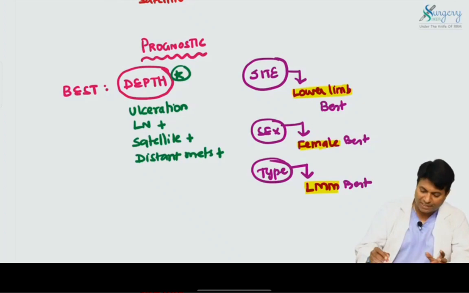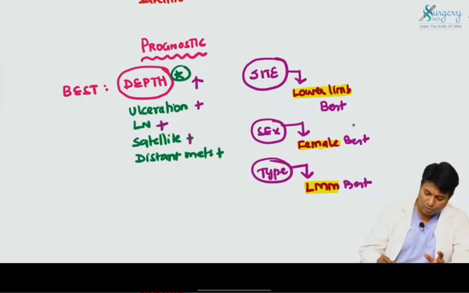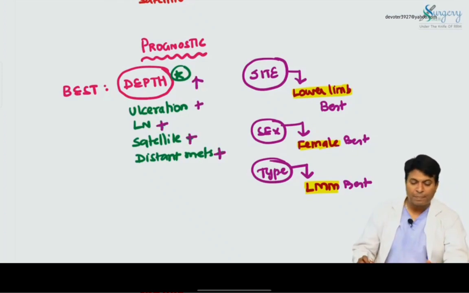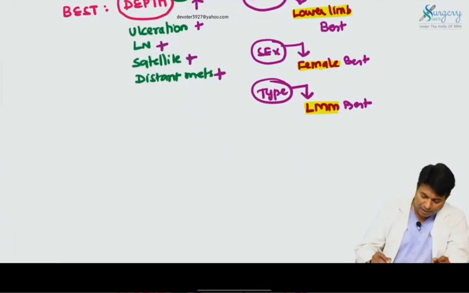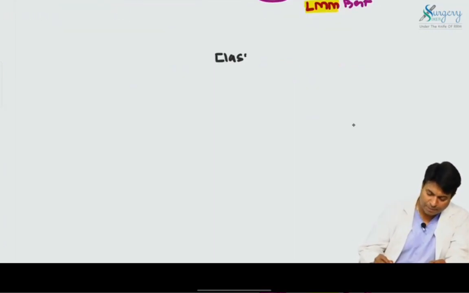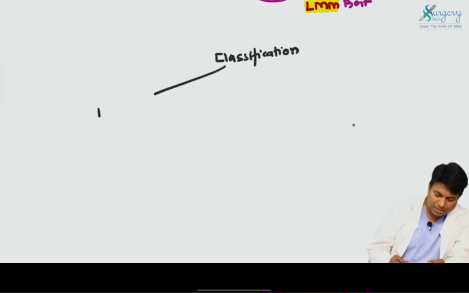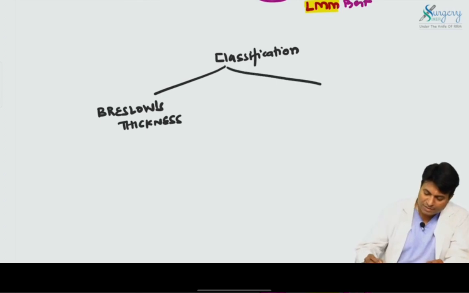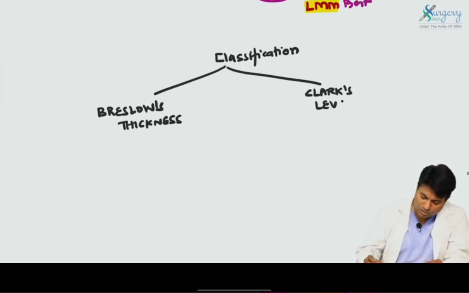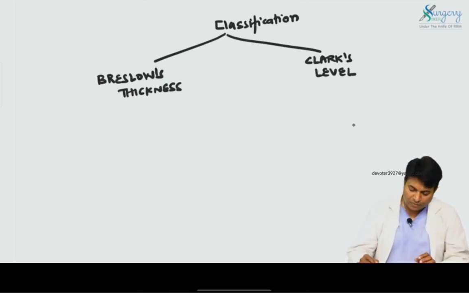So worst prognostic factors are increased depth, presence of ulceration, presence of lymph node, presence of satellite nodules, and presence of distant METs; all come under worst prognosis. So I told you the depth is most important. Therefore, we have classifications based on depth of infiltration. They are Breslow's thickness. Another is Clark's level, which level it has gone inside. Clark's level and Breslow's thickness are the two types of classification based on depth of infiltration.